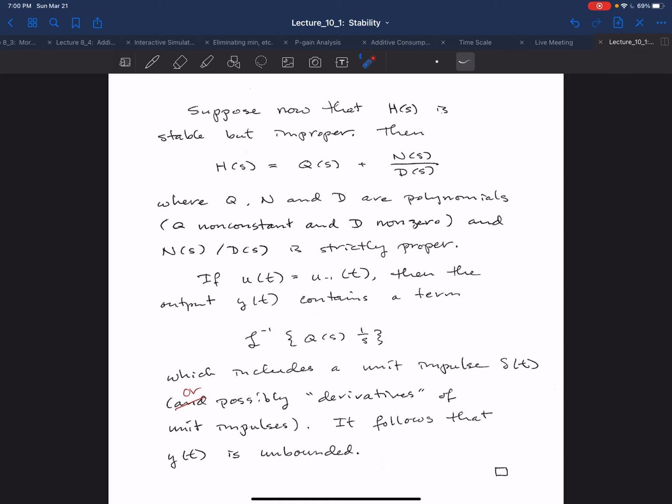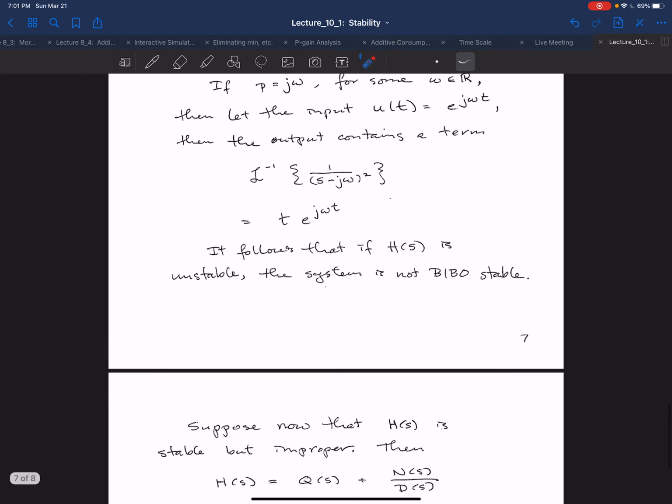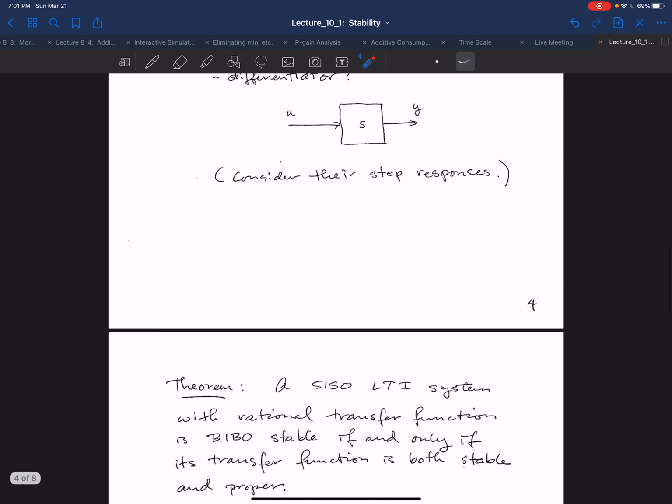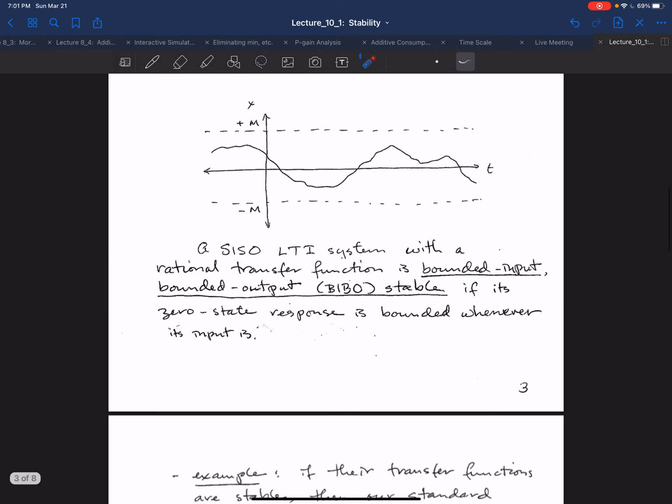And in this last example, we were essentially generalizing from the example of a differentiator. We saw that it was an example of an improper but stable transfer function, but it represented a system that was not BIBO stable, in particular because its step response was an impulse, which is unbounded. So that's a quick discussion of stability. And this will be useful in our next topic, which is so-called frequency response.